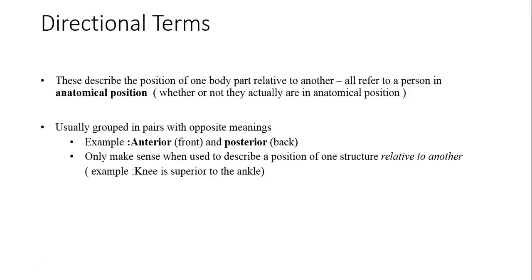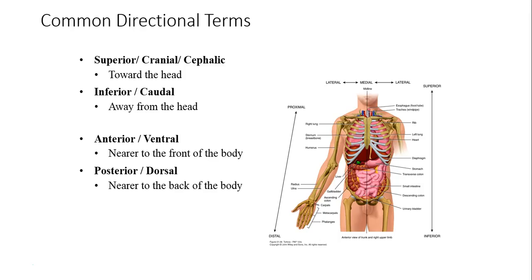So you have to say what the relationship is between one structure and the next. For example, the knee is superior to the ankle. It's above the ankle. So let's look at common directional terms.